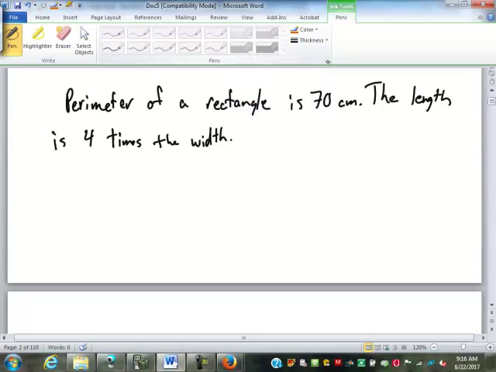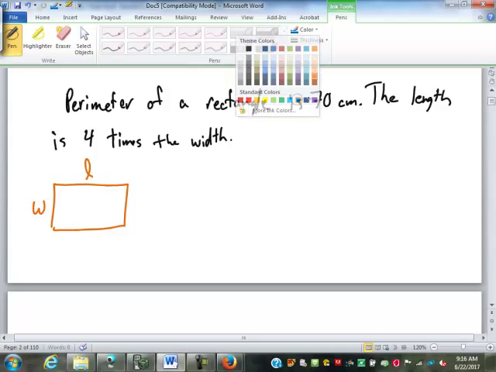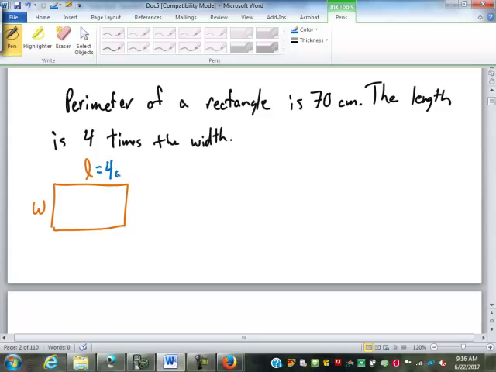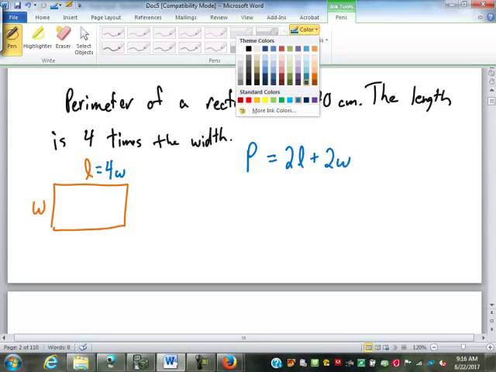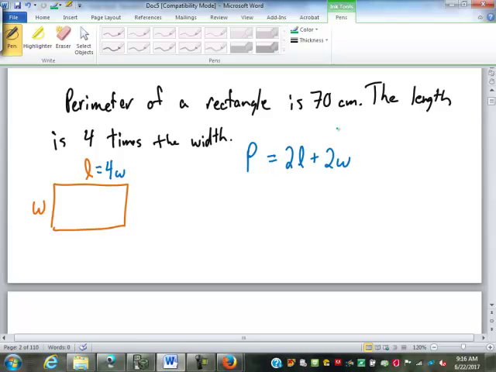When I do a question like this, I'm going to draw a picture, first of all, of my rectangle. Here's my length and here's my width. It says my length is 4 times the width. So the length here is equal to 4 times W. The formula, perimeter equals 2 times the length plus 2 times the width. So that's where I'm starting out with my equation. Do I know P? Yes. P is 70.